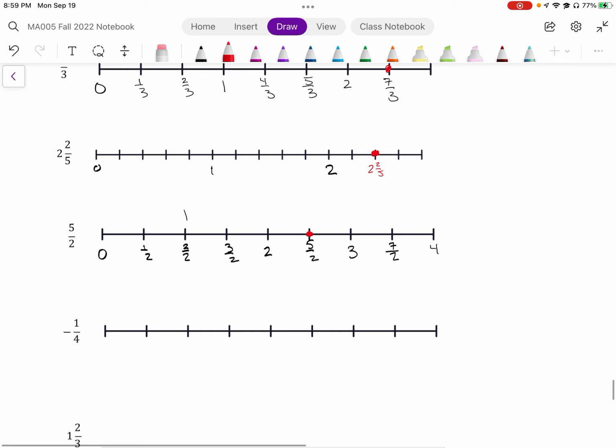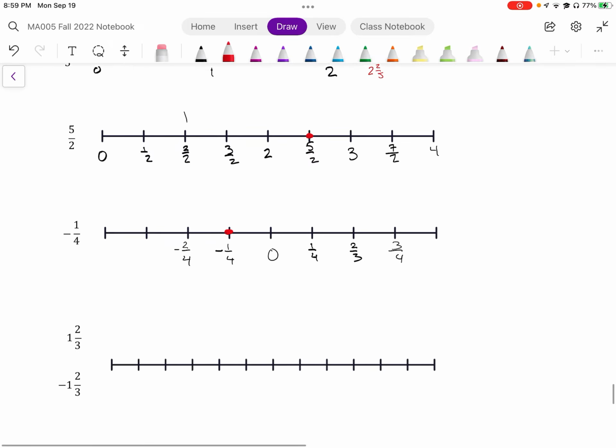All right, negative 1/4. That means we're going to have to put a 0 here somewhere. So I'm just going to put it in the middle, 0. Now, if we call each one of these 1/4, 1/4, 2/4, 3/4, and so on, then this is negative 1/4, negative 2/4, and so on. Then this negative 1/4 would be right here.